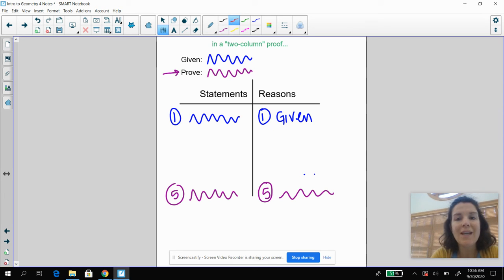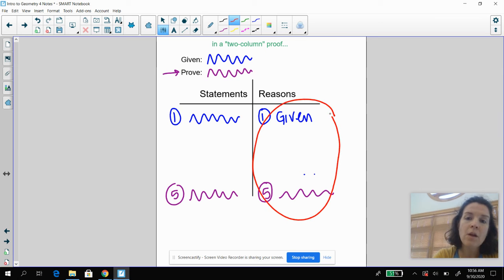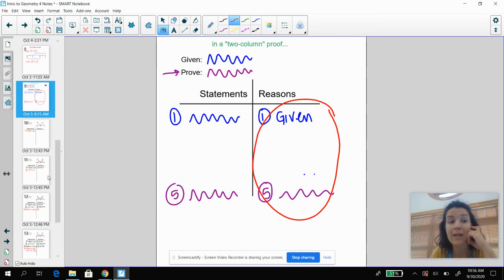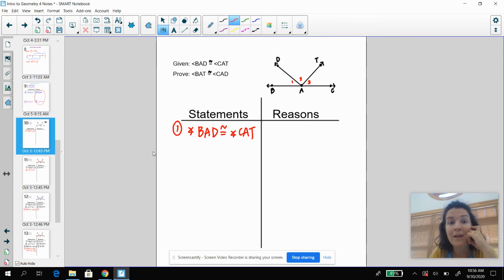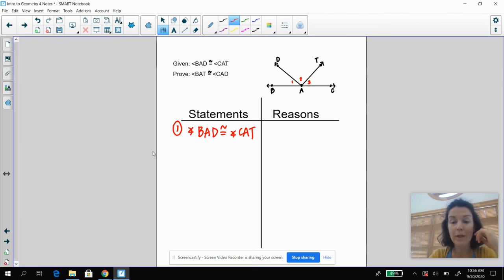What goes in this whole column are all of those justifications we've talked about: the segment addition postulate, the angle addition postulate, some like the definition of supplementary angles. All of these kinds of reasons that we've talked about go in the right-hand column. So this is just something to keep in mind with these proofs as we build them together. All right, so let's look at a proof together here, and we're going to fly through this because I don't want to bore you.